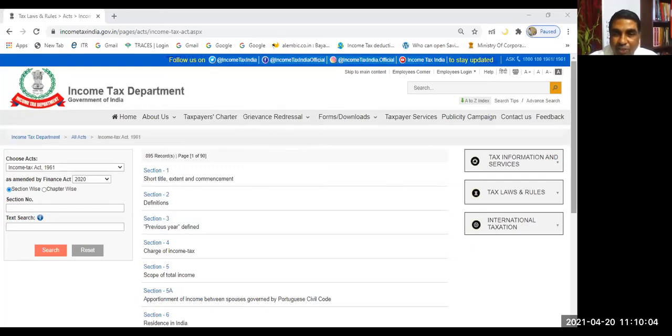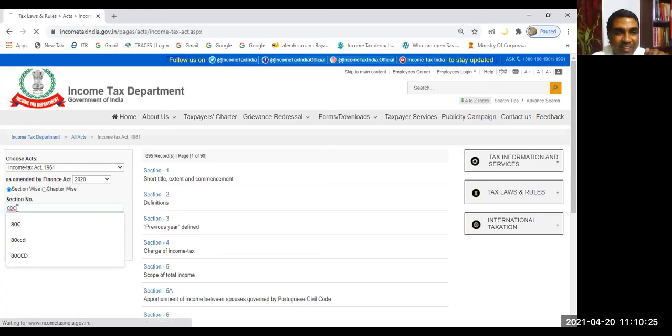Are you seeing the section wise arrangement? So at any point of time, if you want to refer to a particular section, you can type the section number here. Straight away you can go to a particular section. So if you are looking for a deduction, what is the deduction under section 80C? Enter 80C and the section will be opened for you.